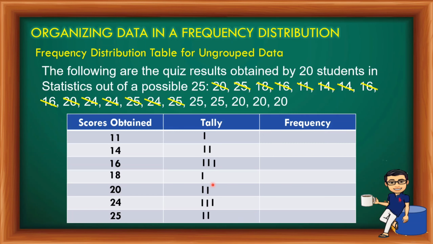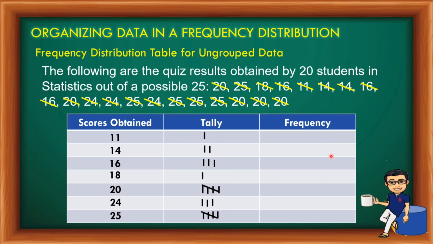24. 25 ulit. Another one which is 25. 20. Dito. Then another one, 20 ulit. Then, 20 ulit. Okay, so natali na natin. Then afterwards, sulat na natin yung frequency.